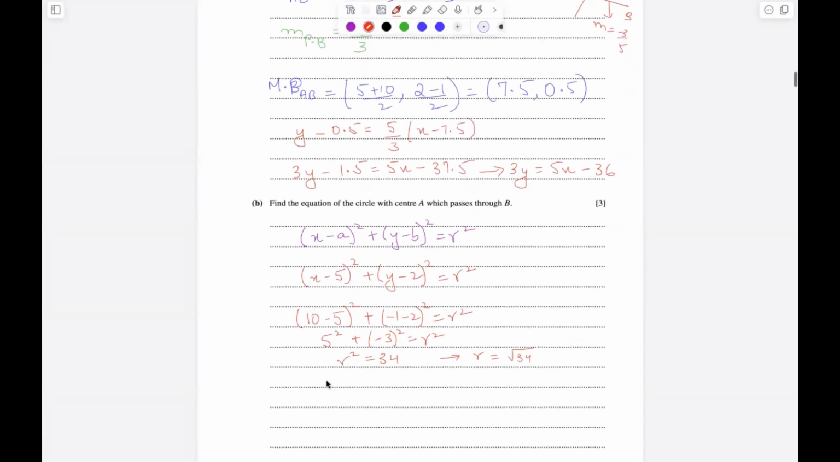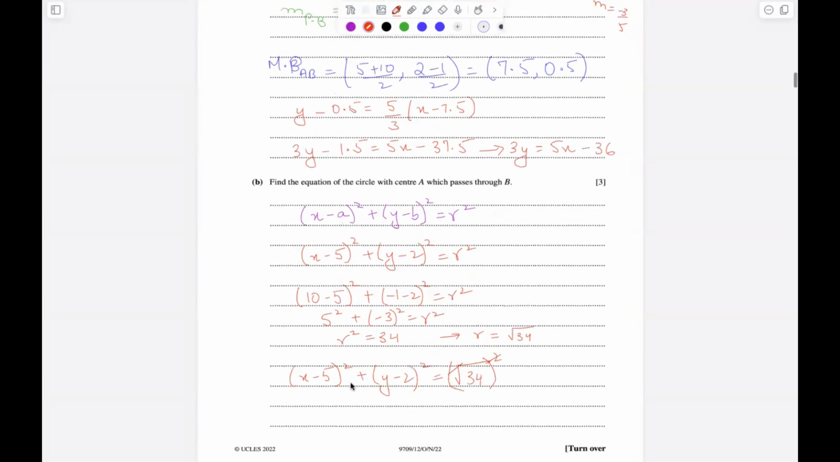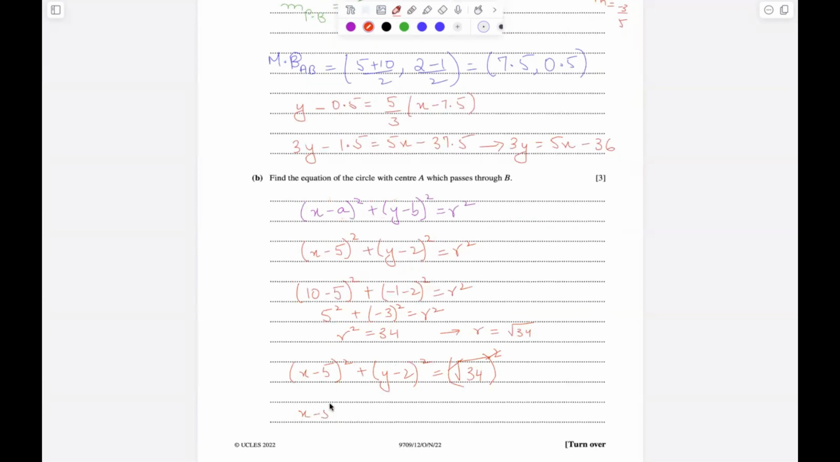Now we can finally write our equation as (x minus 5) whole squared plus (y minus 2) whole squared equals r squared. As r is the square root of 34, we can write this as just 34 as the square. When we square the square root of 34, the square root will cancel, and the final answer will be just 34. So the final equation will be (x minus 5) whole squared plus (y minus 2) whole squared equals 34.